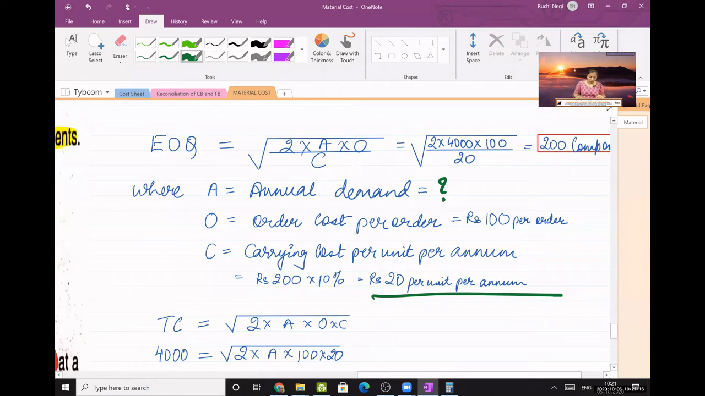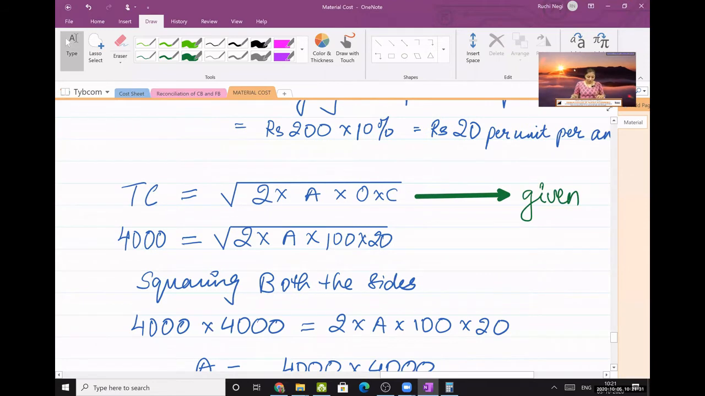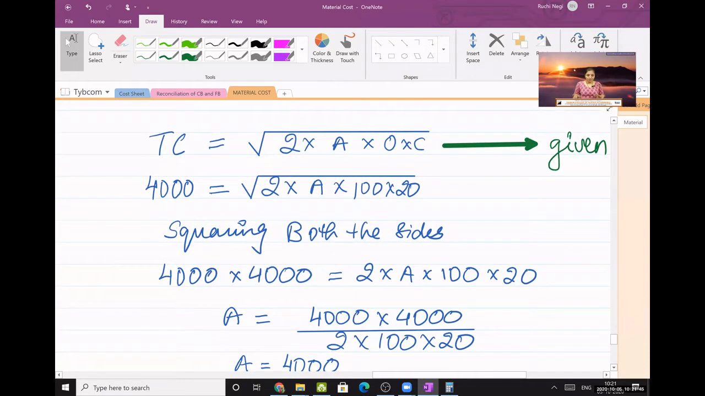Then total cost is given in the question? Yes, it's given. So write it down. Okay? This is like maths. Substitute in the equation. So we know this is 4,000. We know this is 100. We know this is 20. So solve the equation. You will get the answer. I hope you all remember all this. You must have done it in 8th, 9th, 10th. Square roots were in 9th standard. So squaring both the sides.